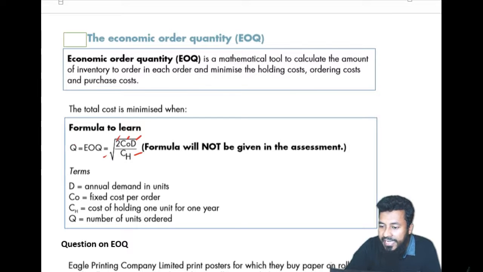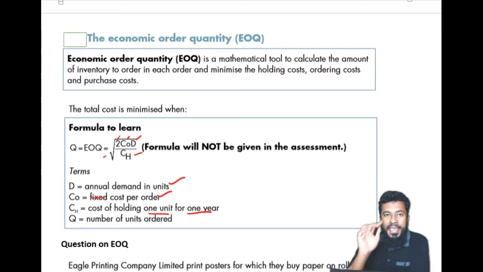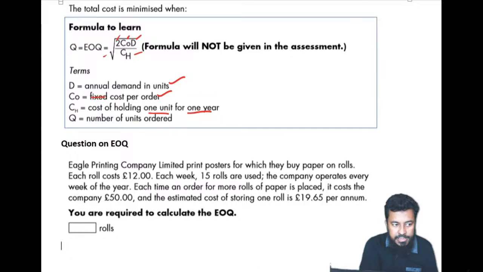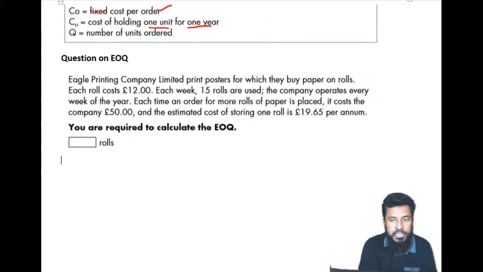D stands for annual demand of units. CO is the cost of order. You can ignore the fixed. CH is the cost of holding one unit for 1 year. And Q is the quantity you need to order. So if you remember the formula, EOQ is very easy for you. Let's check out one quick question.